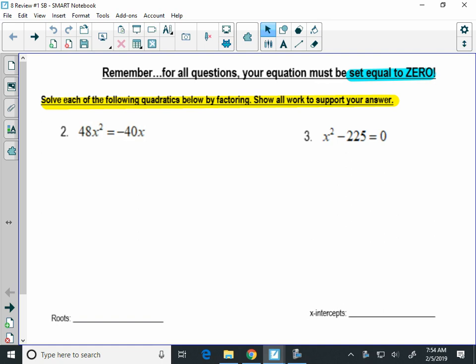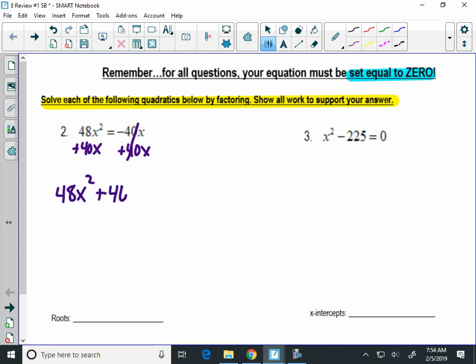set equal to 0. Now, in number 2, the quadratic is not set equal to 0, so we need to start by adding 40x to both sides. All right, these are not like terms because I have an x squared and an x. So I'm just going to write them next to each other. 48x squared plus 40x equals 0.